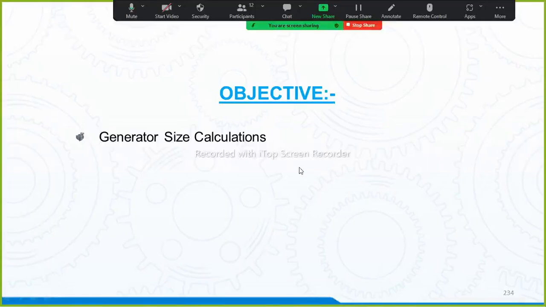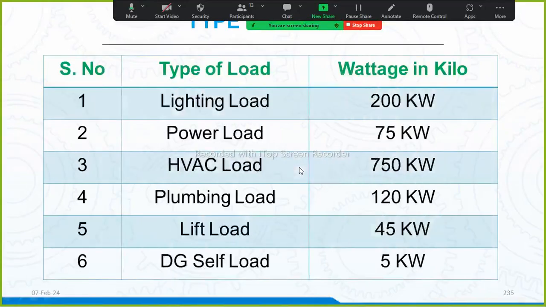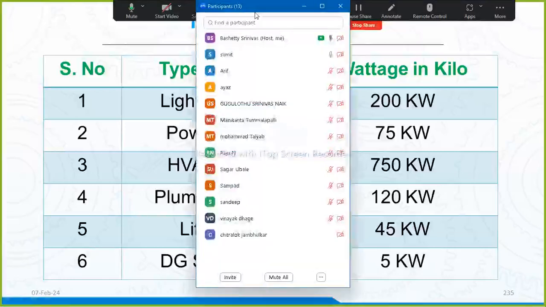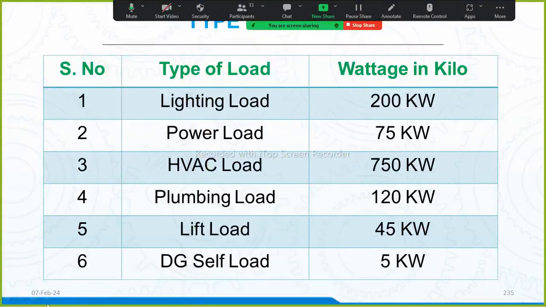Recording is started. Let us start with the topic. So now let us go with the next topic called diesel generator size calculation. When you're going to the DG set calculations, what are the changes you'll have? I've just taken the same load here.